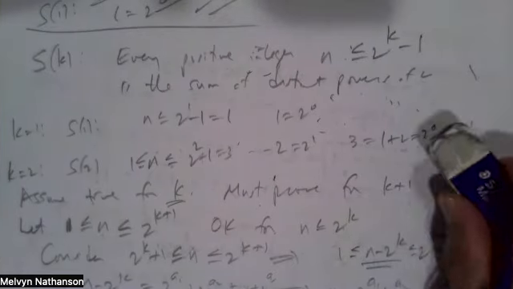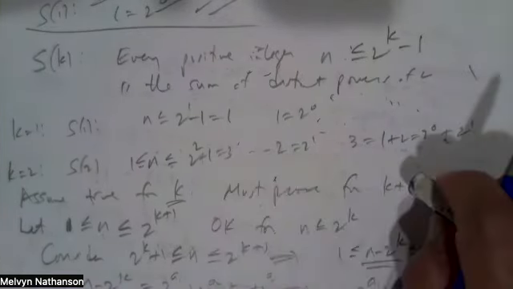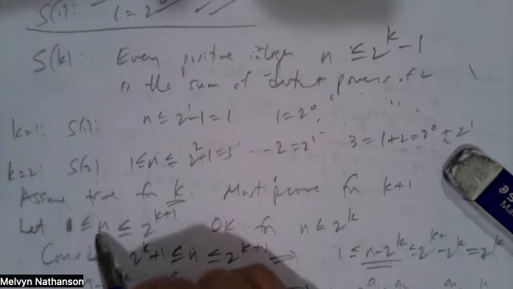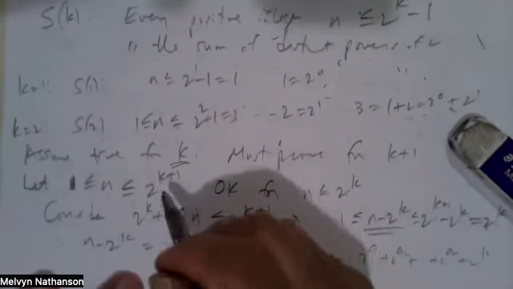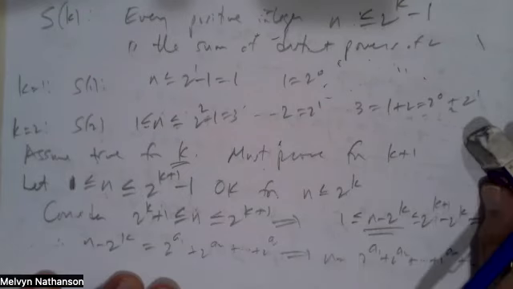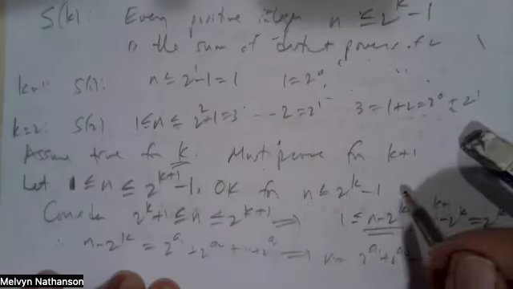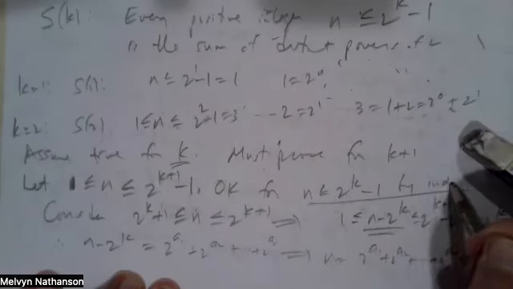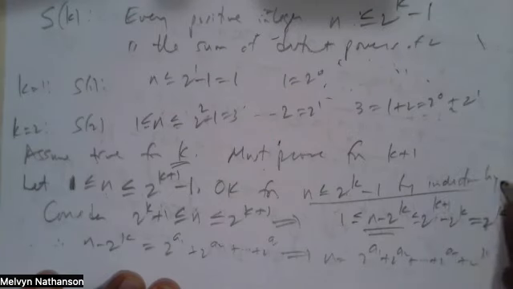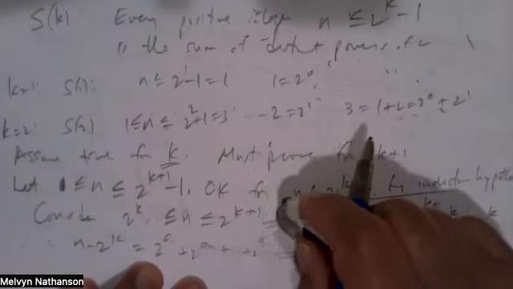So now assume the statement is true for some k, and we want to prove it for k plus 1. If you're trying to prove this for k plus 1, you're looking for integers n between 1 and 2 to the k plus 1 minus 1. And we know this statement is okay for n less than or equal to 2 to the k minus 1 by the induction hypothesis. So now we have to consider numbers that are between 2 to the k and 2 to the k plus 1 minus 1.